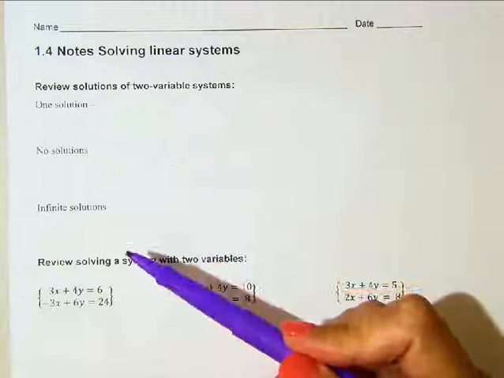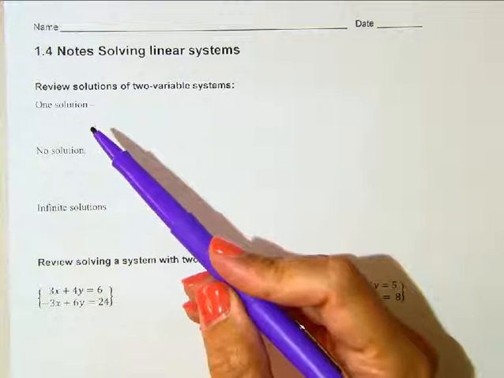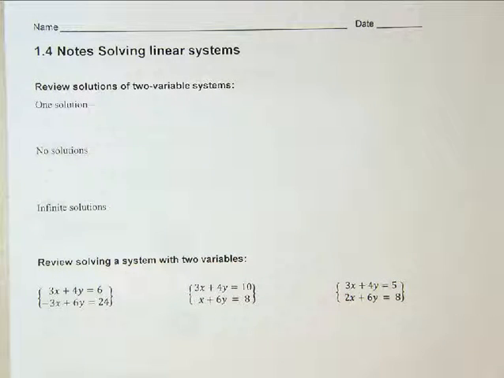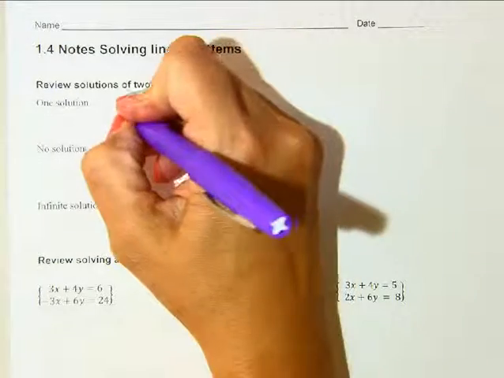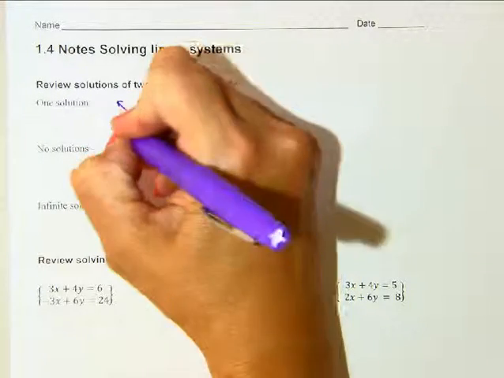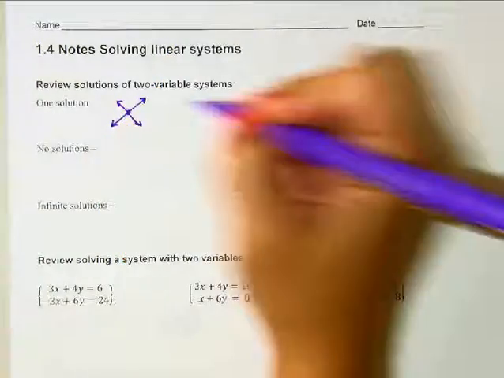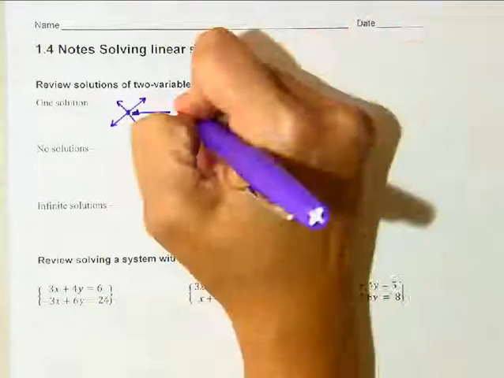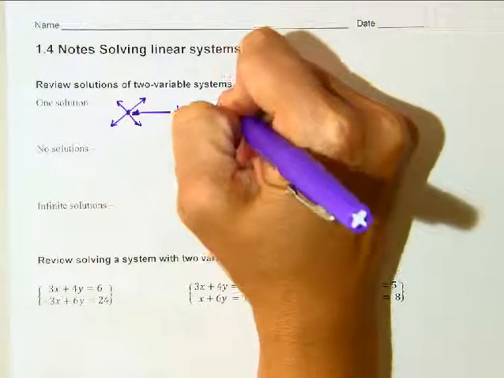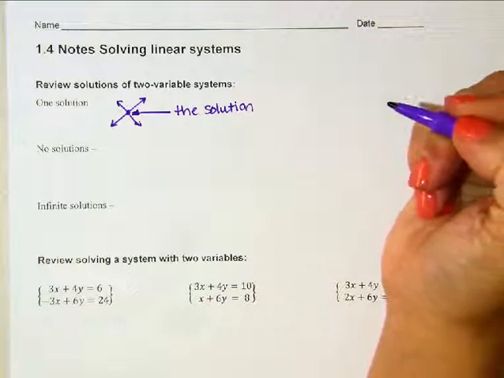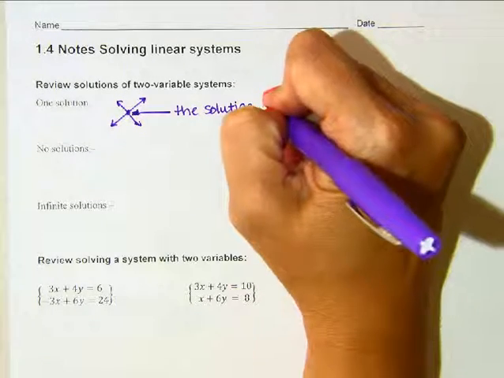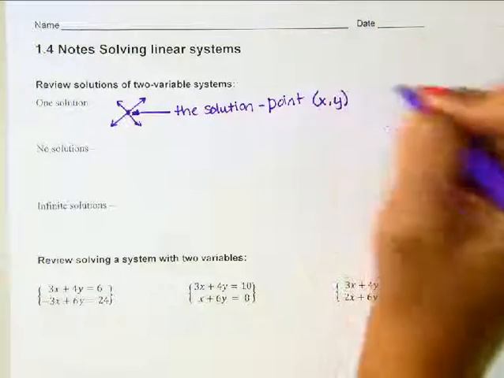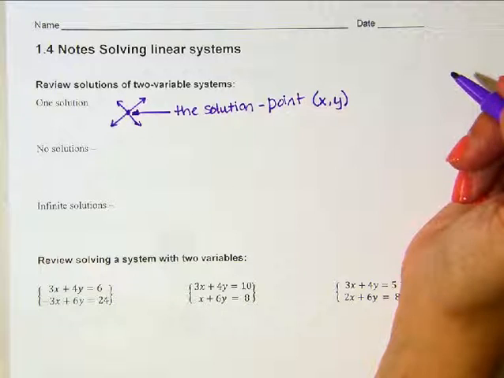In any of our systems, you can get one solution, no solution, or infinite solutions. That's a possibility for any system of equations. One solution: if I have two lines that intersect, that point where they intersect is the solution. It's a point where we have an x, comma y.